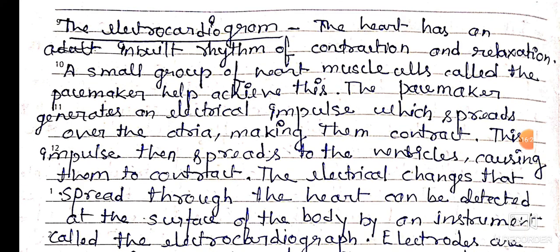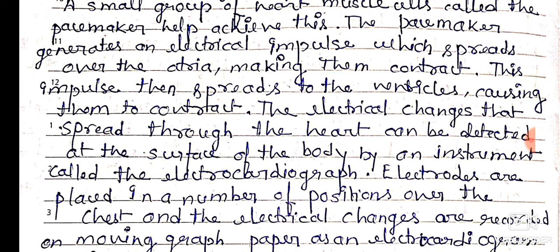The heart has an inbuilt rhythm of contraction and relaxation. A small group of heart muscle cells called the pacemaker help achieve this. The pacemaker generates an electric impulse which is spread over the atria, making them contract. This impulse then spreads to the ventricles, causing them to contract.